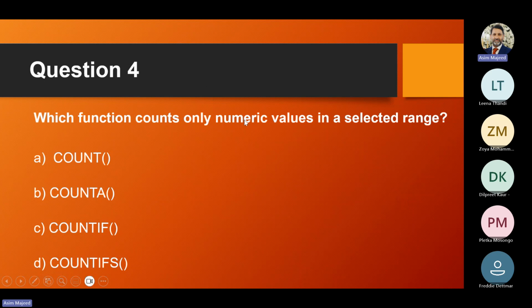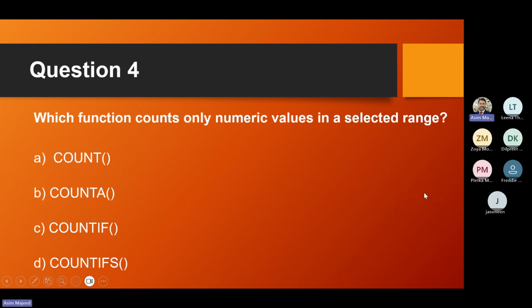Okay, so here we go. All right, so somebody said B and C. Okay. No, the correct answer for question number 4 in this one is actually A. A is the correct answer.